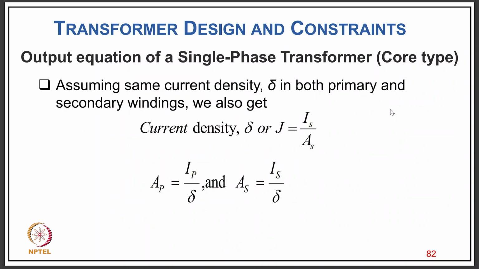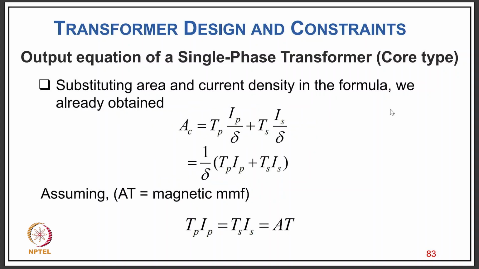Assuming the same current density in primary and secondary because of similar cooling, we can say the current density is J, the normal current density taken in ampere per millimeter square. So J equals Is upon As, and you can find the conductor cross section area: primary current divided by current density, and secondary conductor cross section area, secondary current divided by current density. Now substituting the area and current density in the formula, we can obtain Ac equal to Tp Ip upon delta plus Ts Is upon delta.